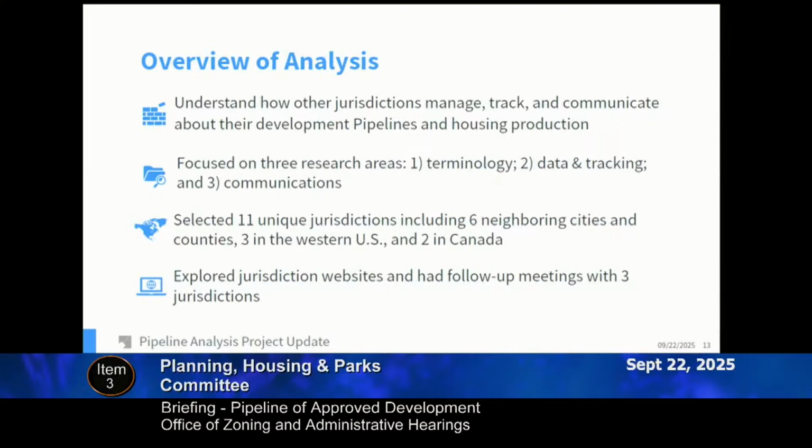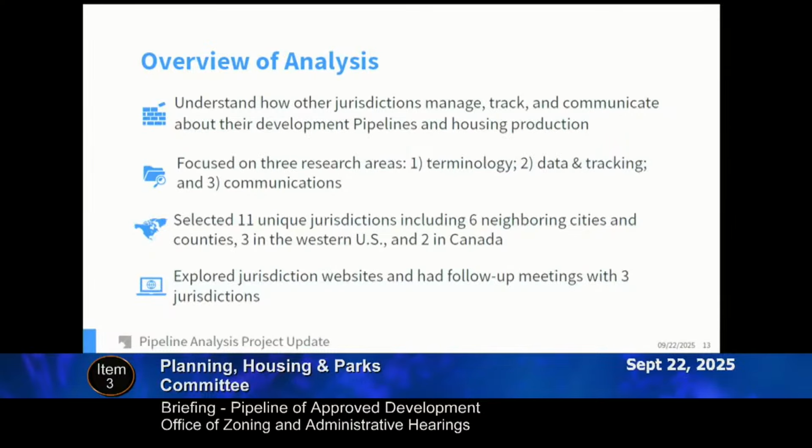So as was mentioned at the beginning, we also looked at how peer jurisdictions manage, track, and communicate about their development pipelines to help inform how we talk about our pipeline both internally and present it to the public. So this jurisdiction analysis focused on 3 major research areas: terminology, data and tracking, and communications and visualization. So this included how other jurisdictions define their pipeline, how they collect the data, how frequently they update the data, and how that information is shared with the public.